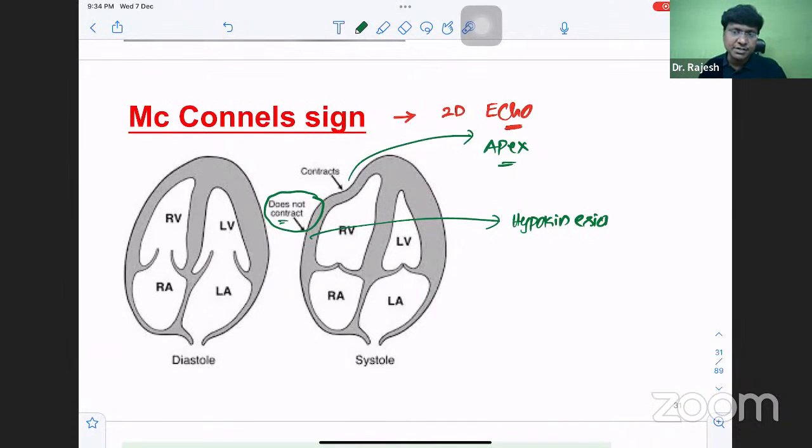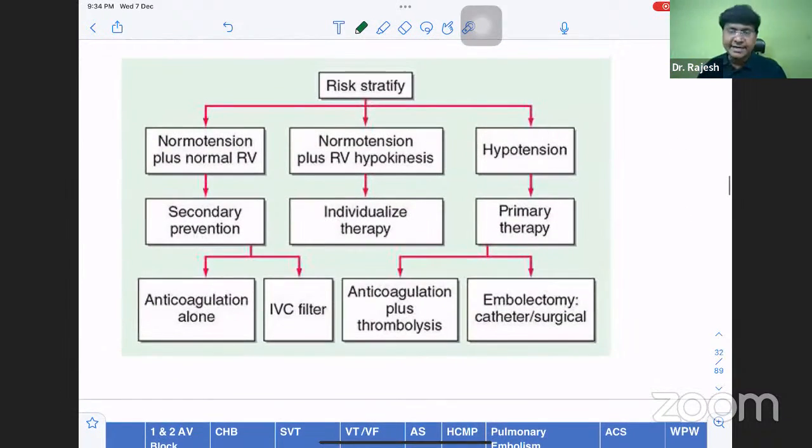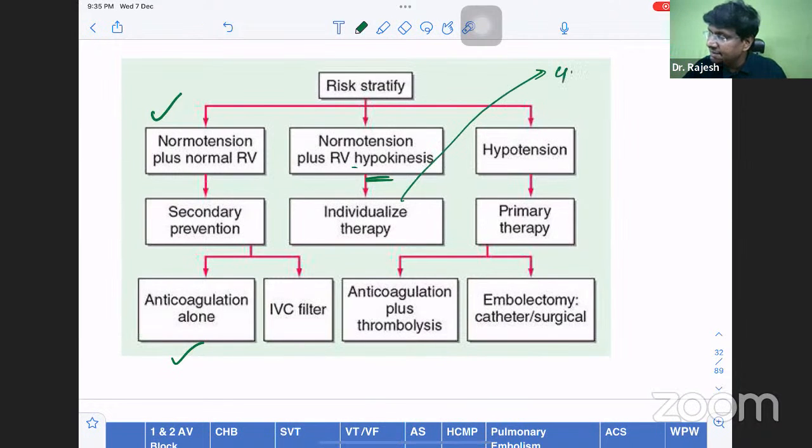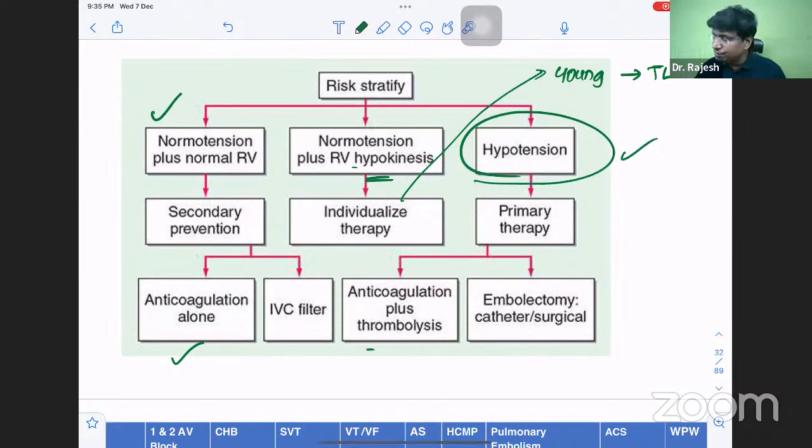And how do you treat these patients with pulmonary embolism? The treatment completely depends upon the blood pressure of the individual as well as right ventricular function. If the blood pressure is normal and there is normal right ventricular function, anticoagulation alone. And if there is normal blood pressure and RV hypokinesia is there, you need to individualize the therapy. If the individual is young, then you need to do thrombolysis with tissue plasminogen activator, alteplase or reteplase. But if there is hypotension, definitely you need to do thrombolysis. And if the individual is at increased risk of bleeding, then you need to do embolectomy. So that is about your pulmonary embolism.